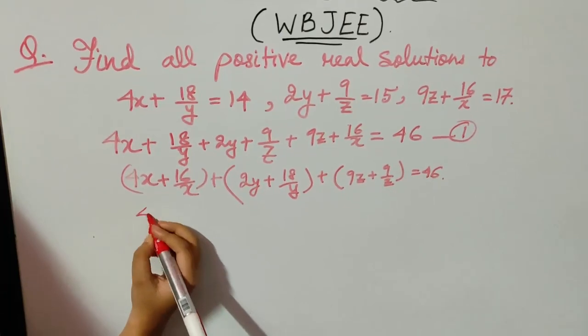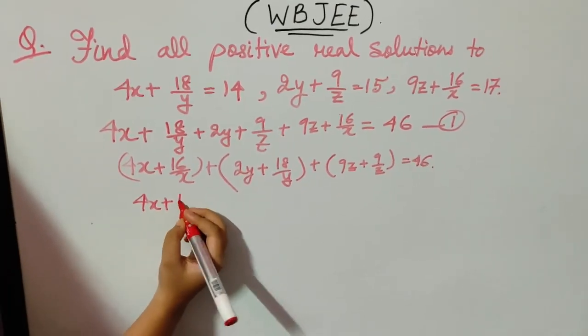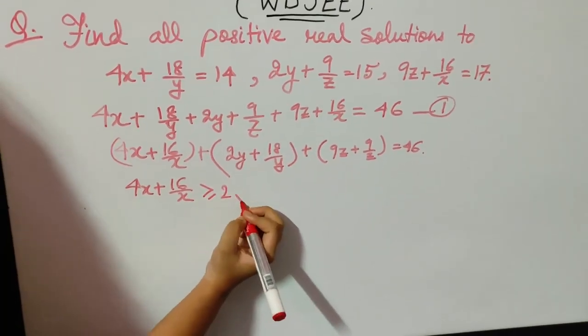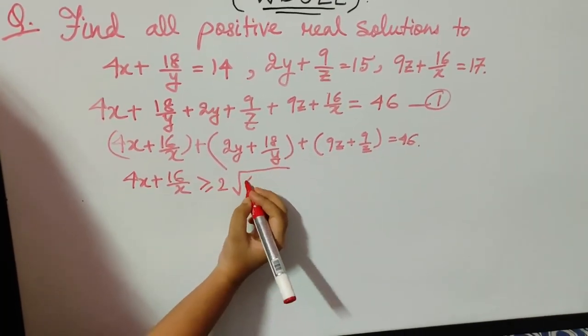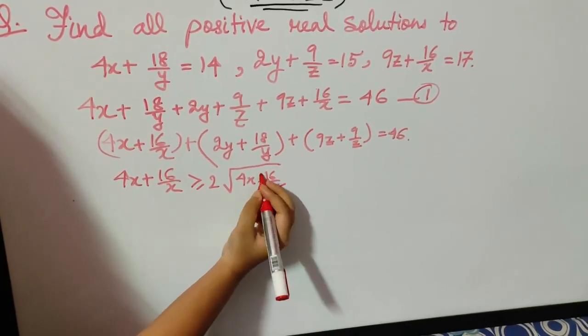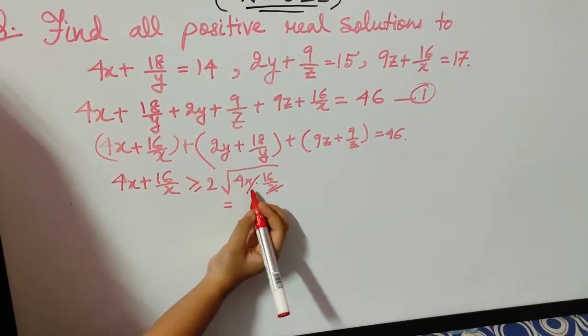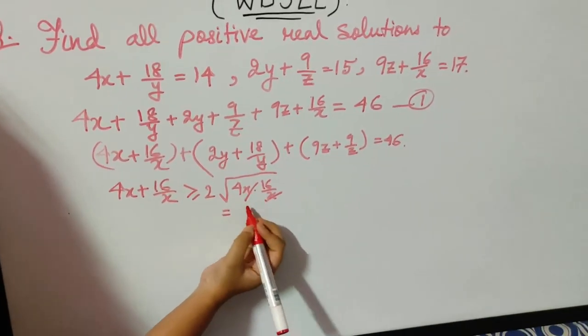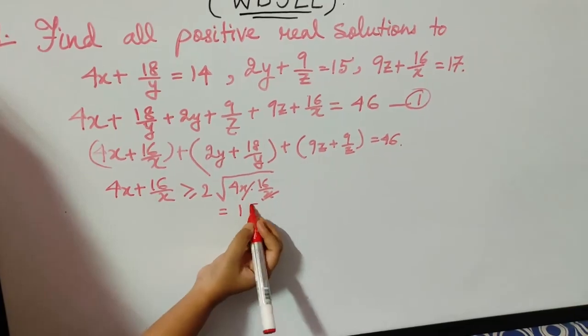Now we apply the AM-GM inequality to these individual pairs of terms. So what we get? 4x plus 16 by x should be greater than or equal to 2 into root over 4x into 16 by x. Cancelling the x, we have 4 into 16, that is 64. Taking the root, we have 8. So 2 into 8 will be 16.